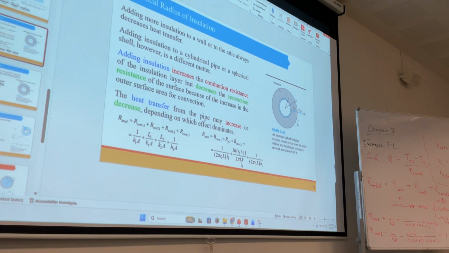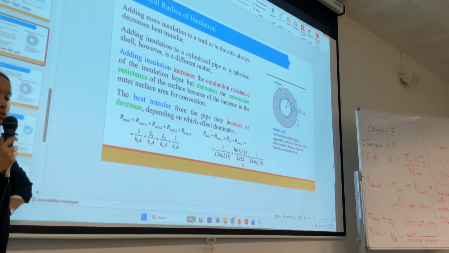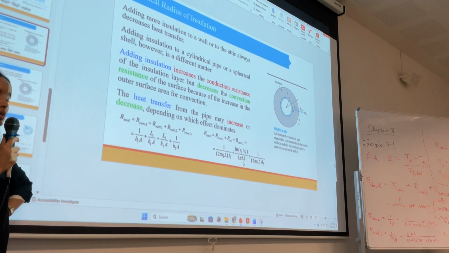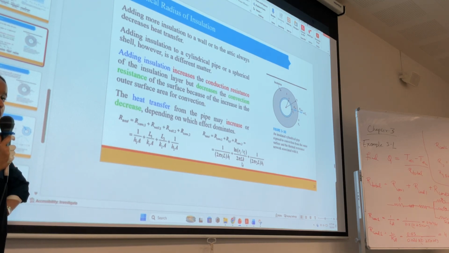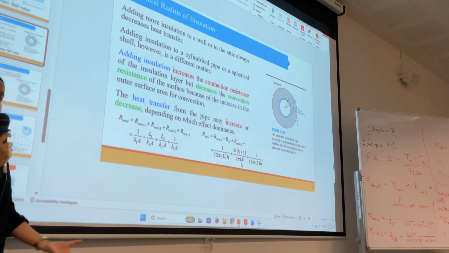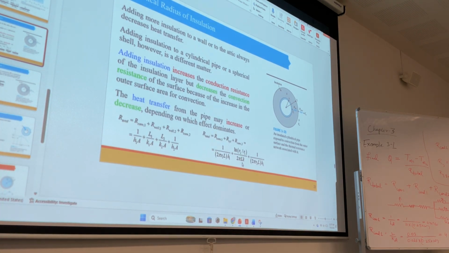Okay, you have a hot cylinder and you want to keep it hot. You don't want it to cool down very fast. So sometimes what you do, you insulate it, right? You put something outside it, so it gets insulated. So that's what it is about.